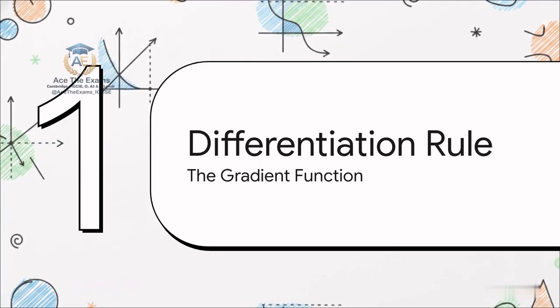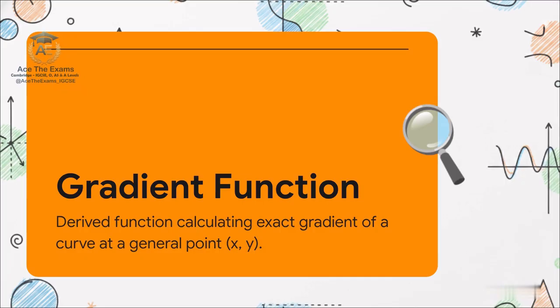Moving right into it, Section 1, the differentiation rule, mastering the gradient function. We're starting with the absolute foundation of calculus here. And honestly, it's a massive shift from rough estimation to perfect precision. Instead of drawing those kind of inaccurate tangent lines with a ruler and just hoping your eyes don't deceive you, we find the gradient function. You'll usually see this written as dy by dx or f prime of x. Think of this derived function as a master key. It calculates the exact, perfect mathematical slope at literally any general point (x, y) on your curve.